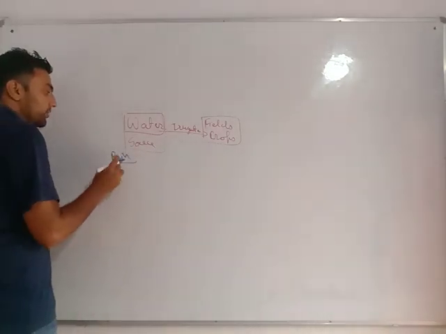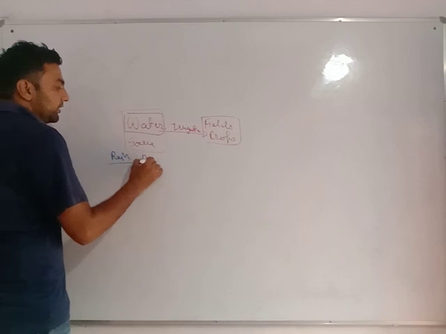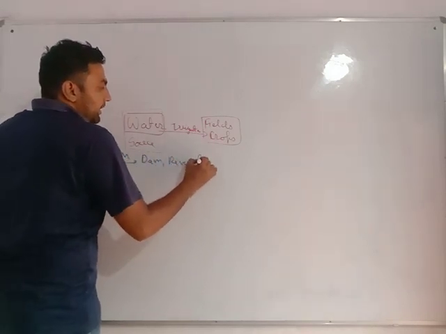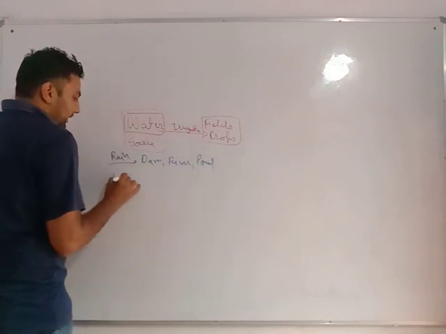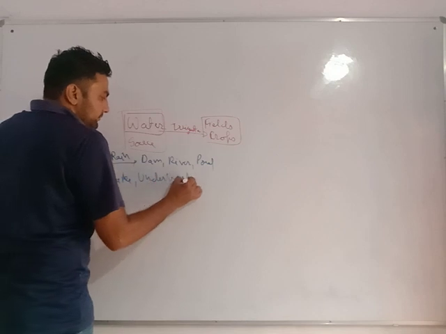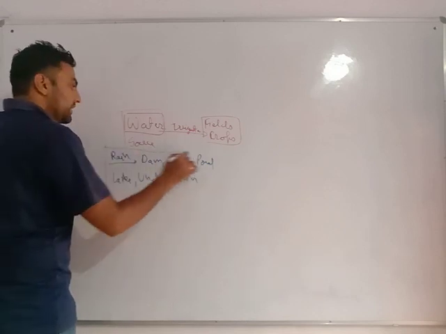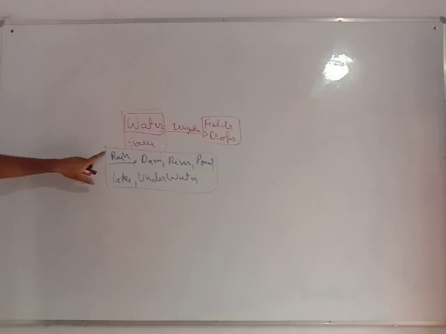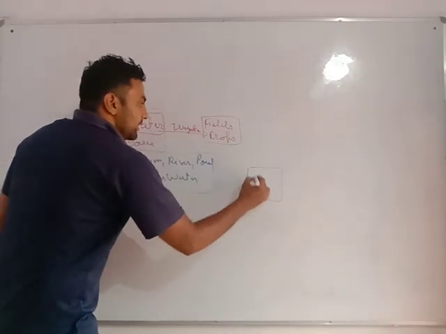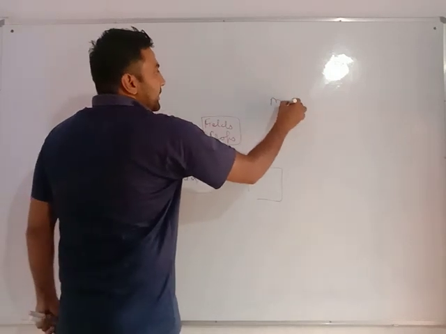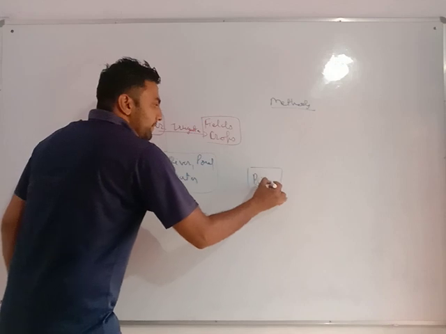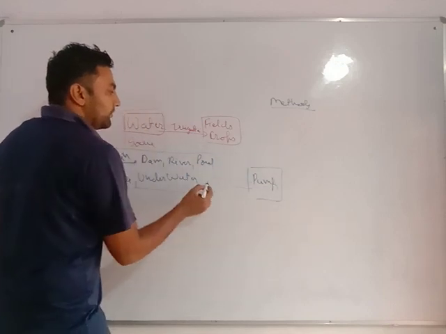There are many sources of water. By God's grace, in monsoon we get it by rain; it may be any dam, any river, any pond, any lake, or underground water. So with rain, I don't need to use anything. Nowadays there are many methods of irrigation. Among methods of irrigation, we use a pump. We put one pipe into any of these sources.